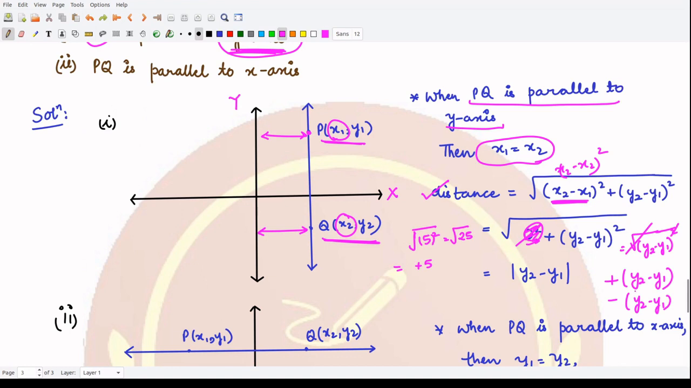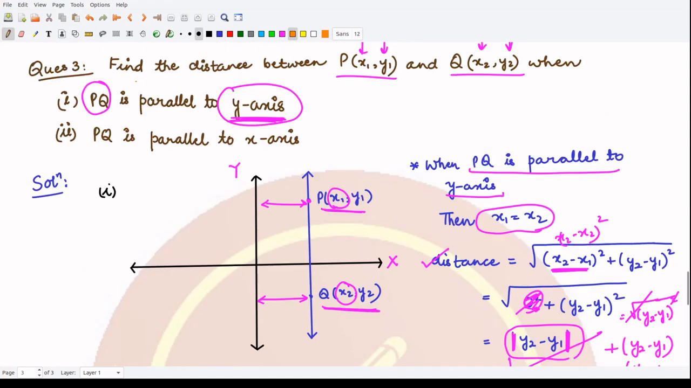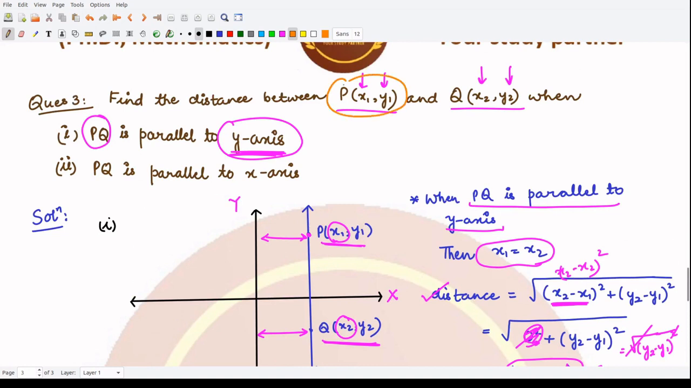We have to write down the negative value as well. And a common method to do that is by writing the modulus here. Modulus here, the mod here represents that we are taking both the values, correct? So this is the first case. In the second case, we are required to calculate this distance between the points P and Q whenever our line PQ is parallel to the x-axis.